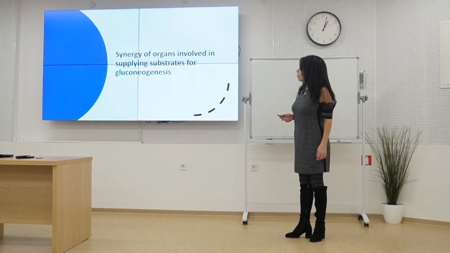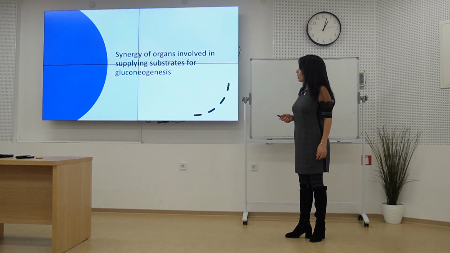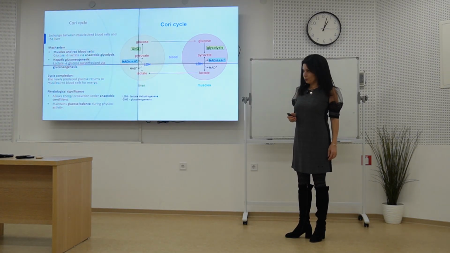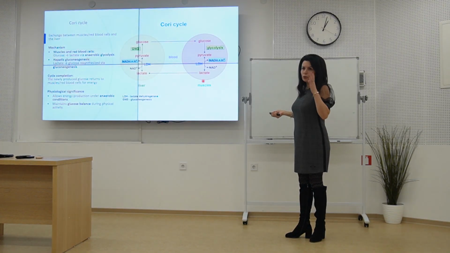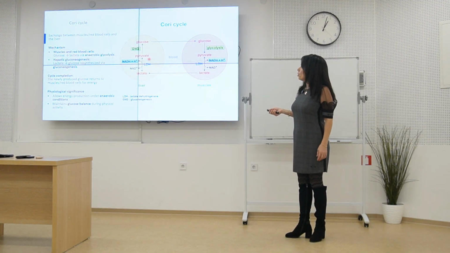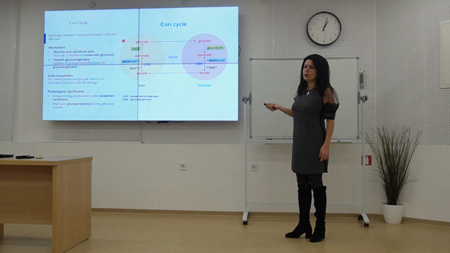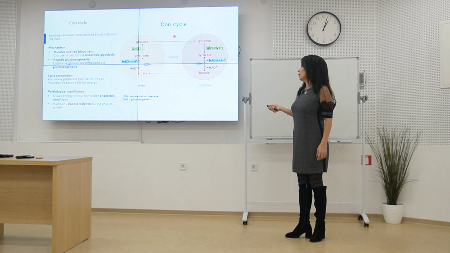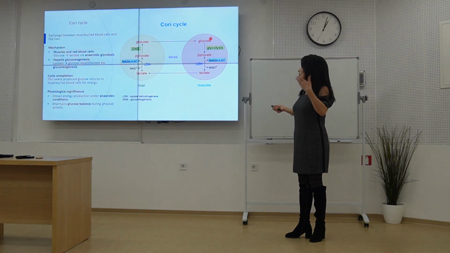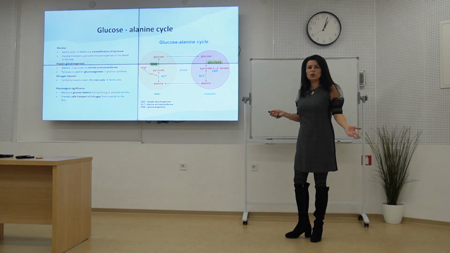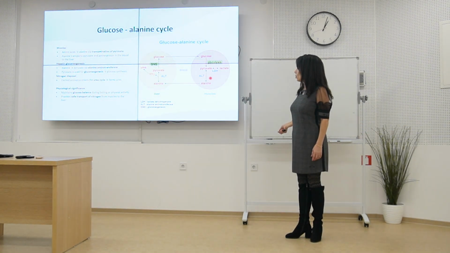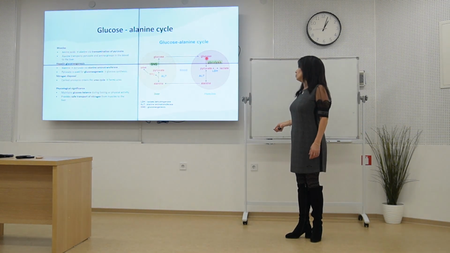And synergy of organs involved in supplying substrates for gluconeogenesis: Cori cycle. It means all lactate from the muscles, and not only from the muscles but from the red blood cells too, goes to the liver, is accepted in the process of GNG and glucose is produced in the end, which again can be exported out of the liver to the blood and can be accepted by the muscles again. Glucose-alanine cycle is the same transfer, but between alanine from the muscles and glucose from the liver to the muscles.